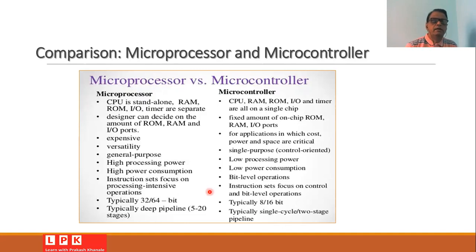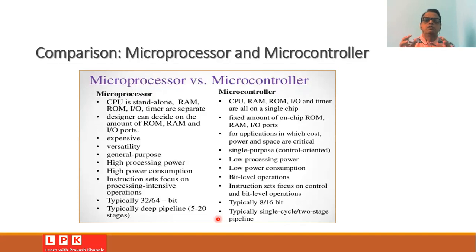Also, you will find that there is typically a deep pipeline. There are about 20 stages in the design of the microprocessor, while the design stages in the microcontroller are much fewer, only up to 2 stages. So one can easily find the difference between the microprocessor and the microcontroller.